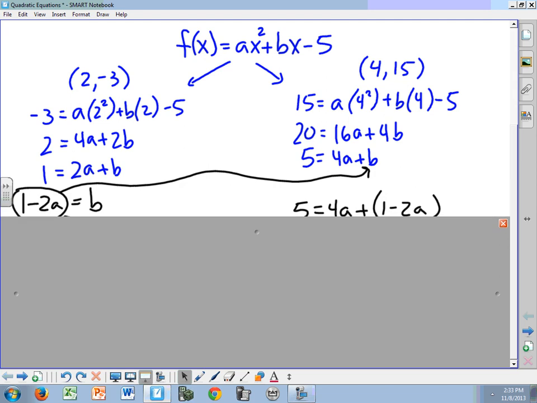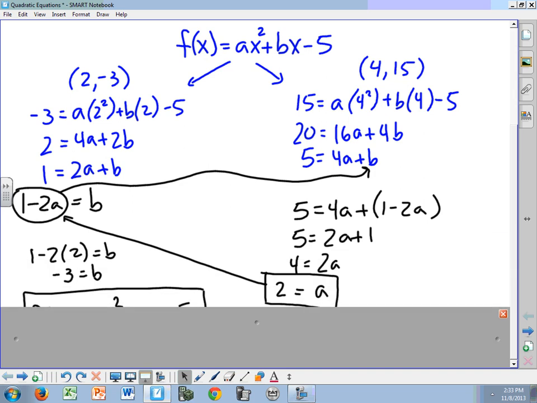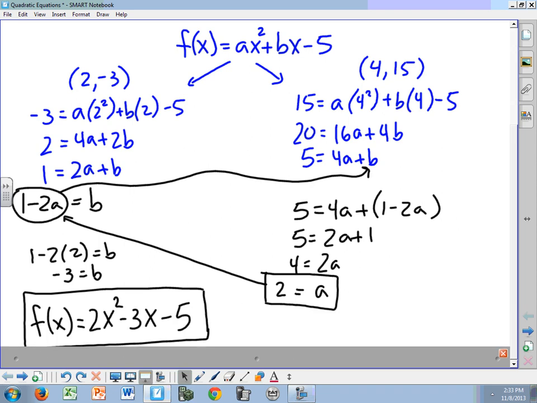We've got on the left side b = 1 − 2a. Substitute that in for b on the right, solve it out, and we end up with a = 2. Back substitute that into the other side, and you end up with b = −3. Substitute that back into the function, and you're done. You got your first function. So you should be able to do numbers 1, 2, and 3 from part 1. Then come back to this video, and we'll do part 2.